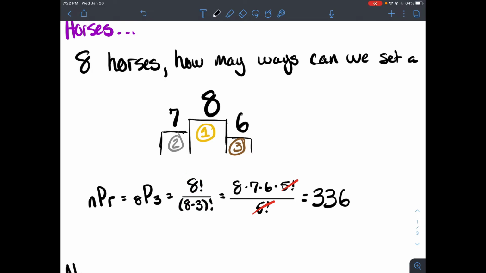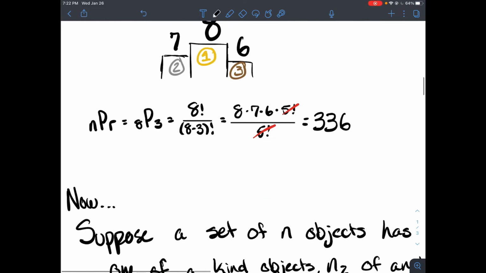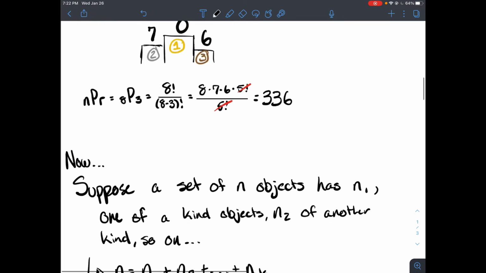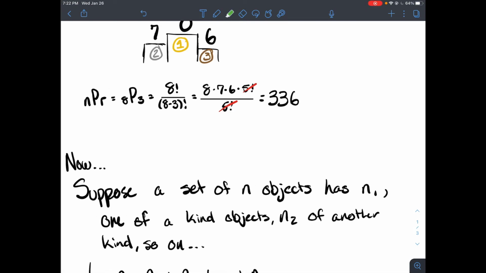So now, with that being said, suppose a set of n objects has n sub 1 one-of-a-kind objects, n sub 2 of another kind, and so on and so forth, all the way up to n sub k.